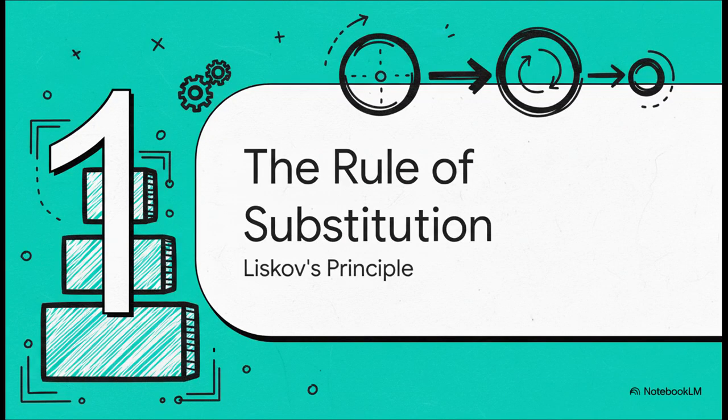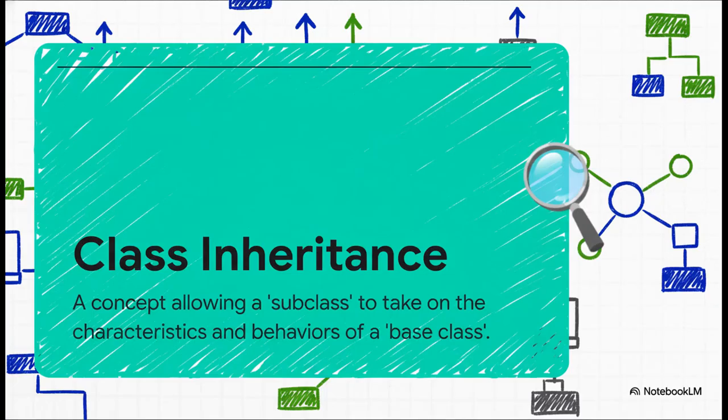The very first tool we're going to pull out is something called the rule of substitution. Now, this is a big one. It's all about making sure the different pieces of our code fit together in a way that's clean, logical, and, this is key, totally predictable. Now, to really get this rule, we got to do a quick refresher on a core concept, inheritance.